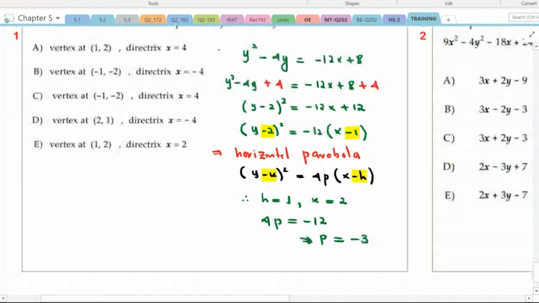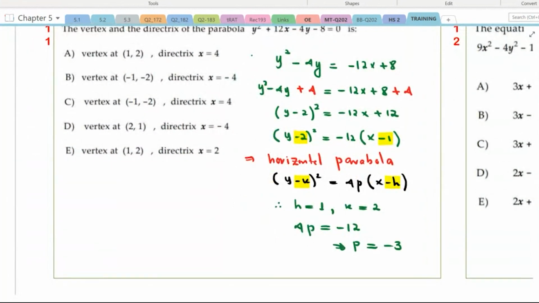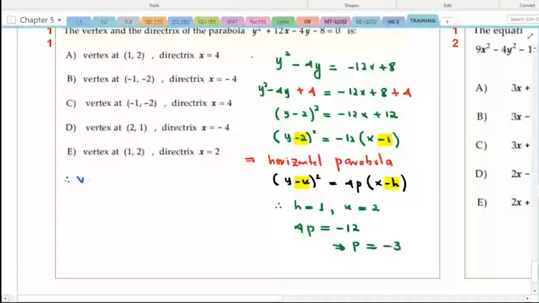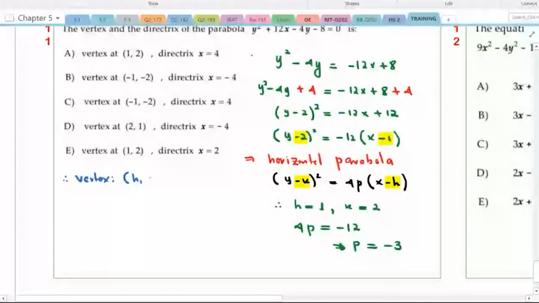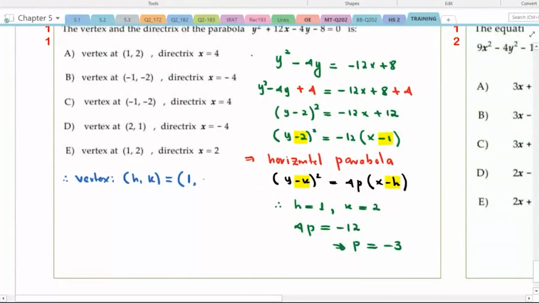Now, gentlemen, for the vertex, that is h and k. So what is going to be the vertex of the parabola? It is h and k, and our h, according to here, is equal to 1, and k is equal to 2. So that vertex is clear.